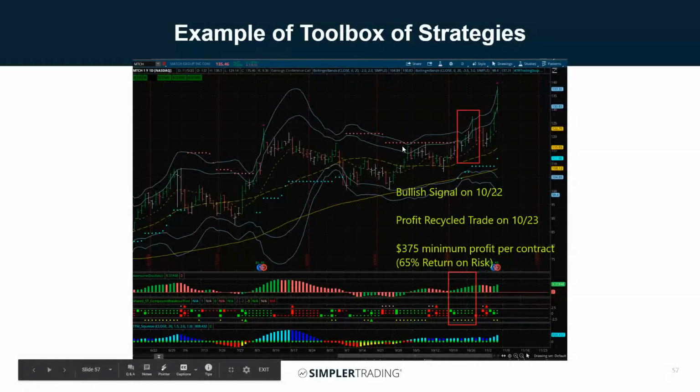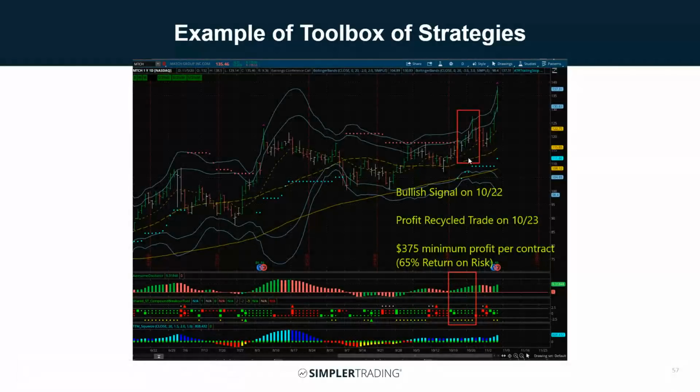So here are some more examples of this toolbox of strategies. Here, for example, was one on Match. Had an excellent entry back here with a bullish divergent bar on the 22nd. I profit recycled the trade on the 23rd and ended up with a $375 minimum profit per contract, which was a 65% return on my risk. And what was great about this trade is I profit recycled it knowing that I would have a free bonus trade to hold into earnings, right?